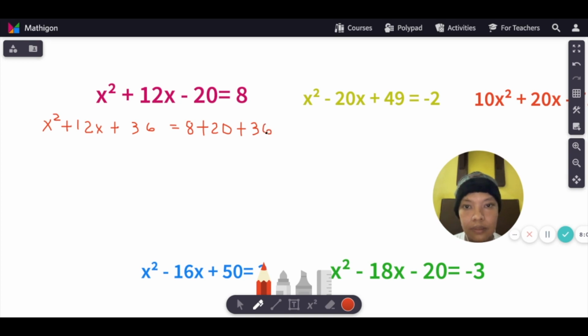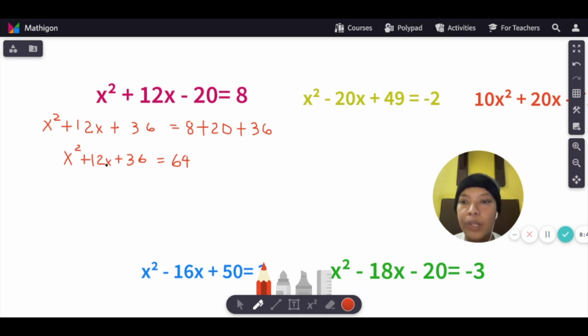Okay? So, that is x squared plus 12x plus 36. Then you perform the operation on the right side. I-add nyo lang po lahat. So, 28 plus 36 is 64. Tama po ba? 44 plus 20 is 64. So, yan po.